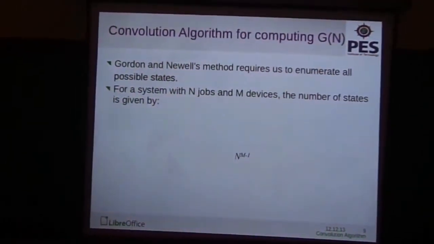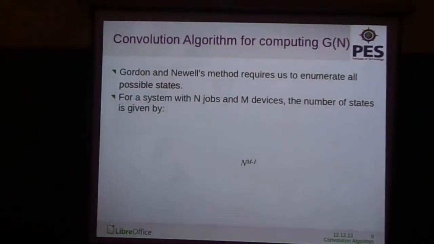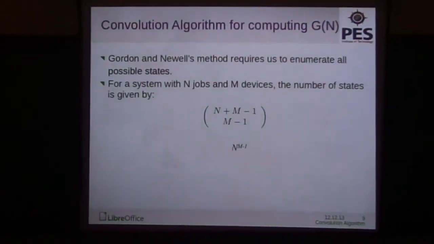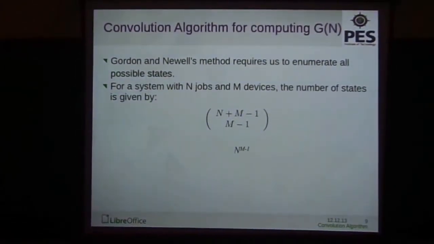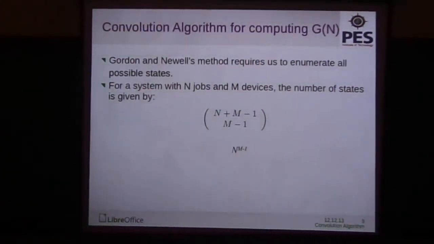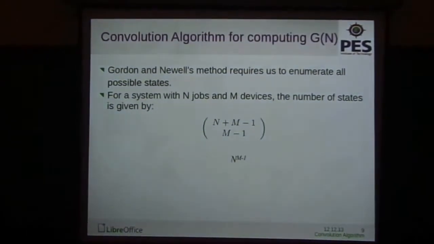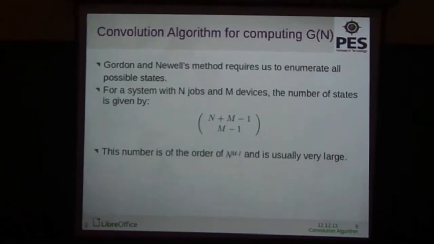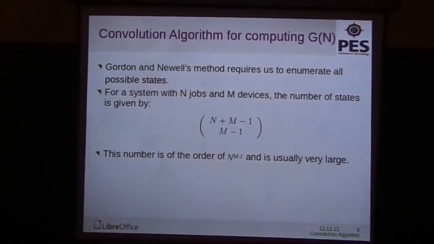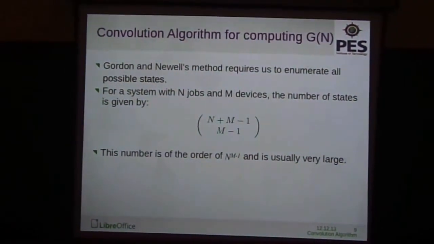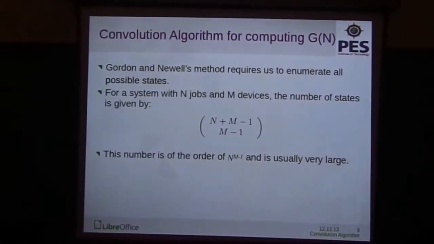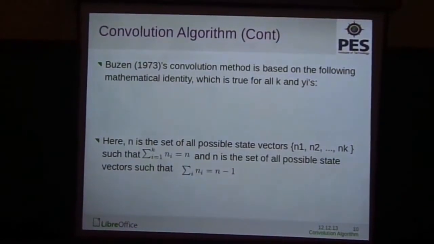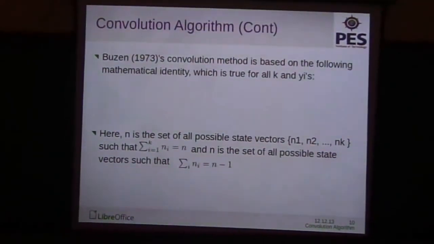The key problem with Gordon and Newell's method, as illustrated by example 1, is that the computation of the normalizing constant requires us to enumerate all possible states. For a system with n jobs and k devices, the number of states is given by n plus k minus 1 choose k minus 1. This number is of the order of n to the power k minus 1 and is usually very large. Buzen solved this problem by devising a simple method to compute gn.